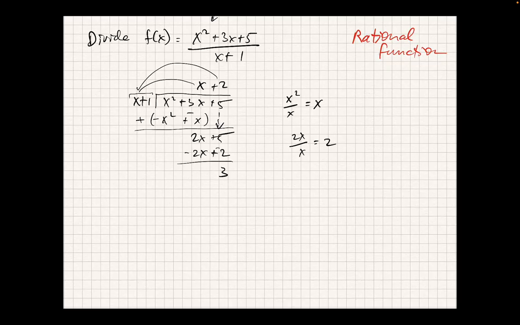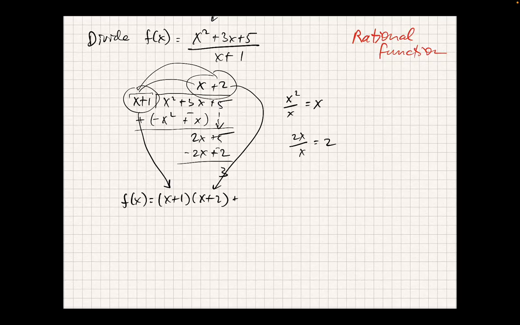I'd like to forget. So can I write my updated expression for my f of x now based on this? You did it, yeah. F of x equals x plus 1. Where did the x plus 1 come from? The divisor times x plus 2. Where did the x plus 2 come from? The quotient. And then 3 over x plus 1, the remainder over the divisor.